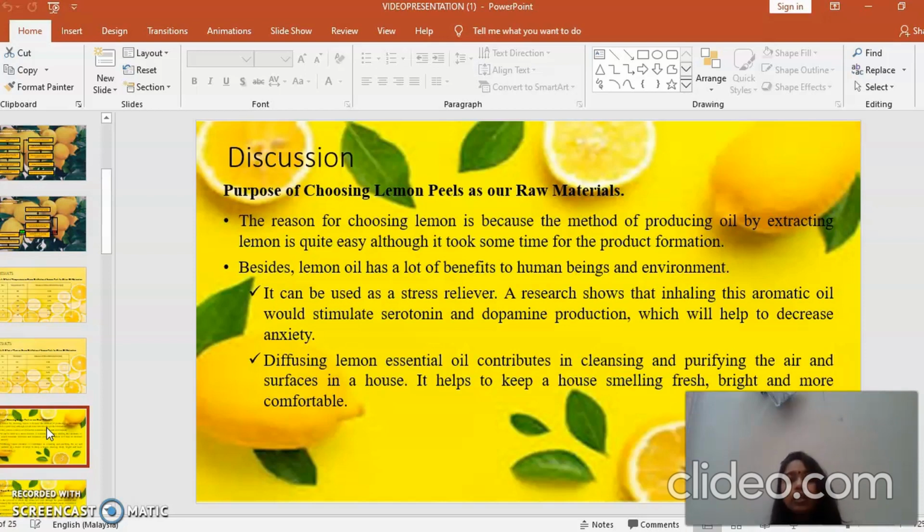Besides, lemon oil has a lot of benefits to human beings and environment. First one is used as a stress reliever. A research shows that inhaling this aromatic oil will help us to decrease the anxiety. Second one is contributes in cleansing and purifying the air and surface in a house. It helps to keep a house smelling fresh, bright and more comfortable.